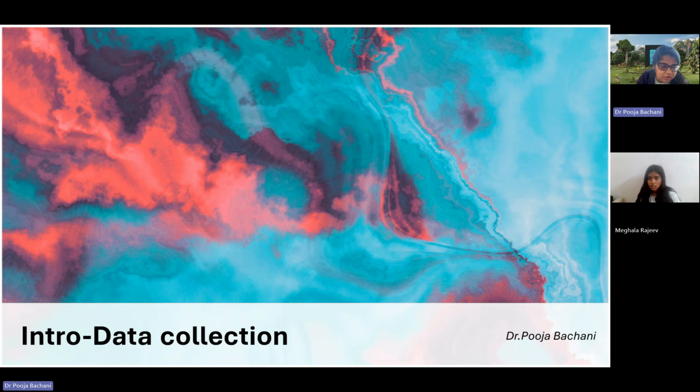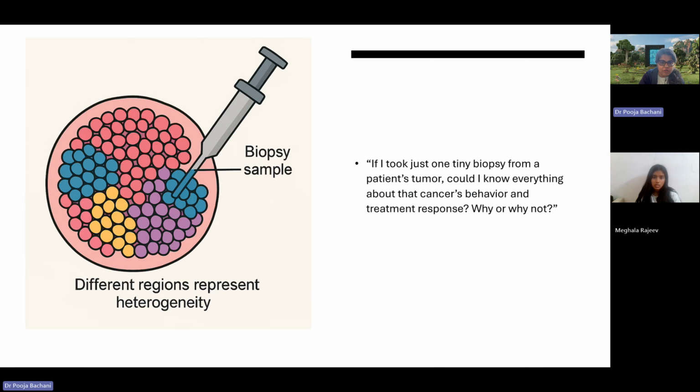Okay, Meghla. So by the end of the session, you will know the main methods researchers use, maybe primary or secondary, and how to apply these methods in our research field, and whatever we are doing in our 3D bioprinting. So Meghla, can you have a look at this?